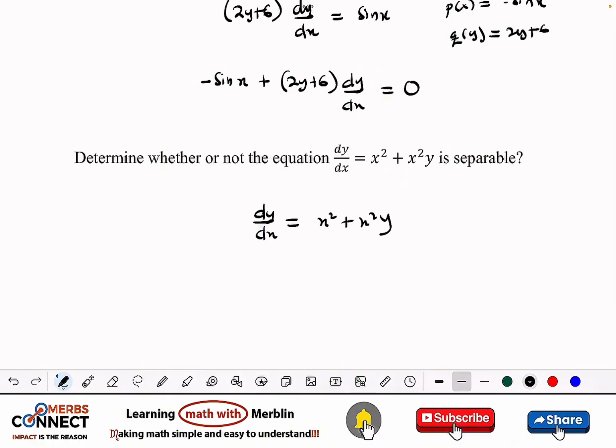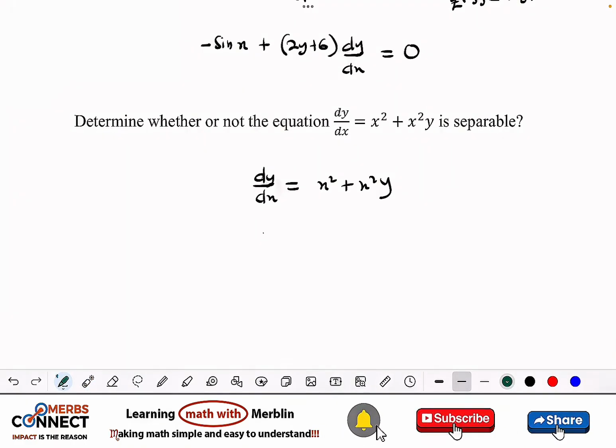So the idea is that we want to make sure that the y terms stand alone, and then the x terms stand alone. So you can see that here the x and y is combined. So can we do something about it so that the y stands alone? Yes, we can do that. What can we do? This is the same as dy over dx, which is equal to, I can factor x squared out and it will be left with 1 plus y.